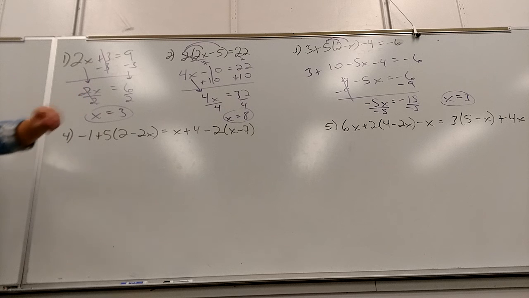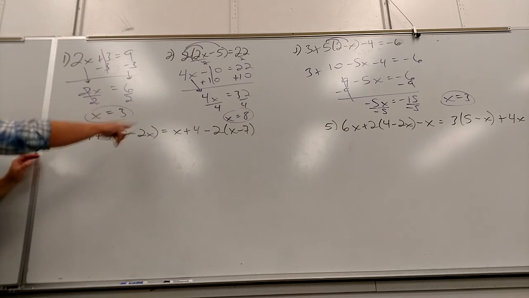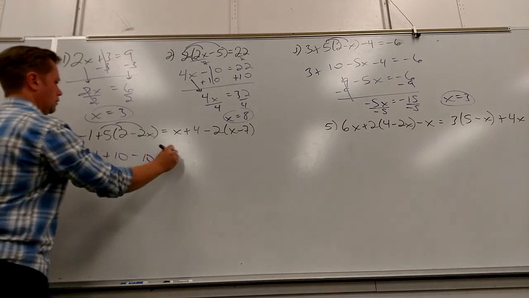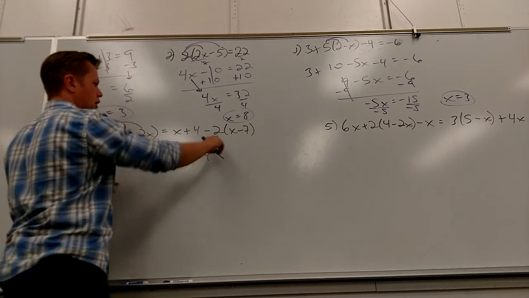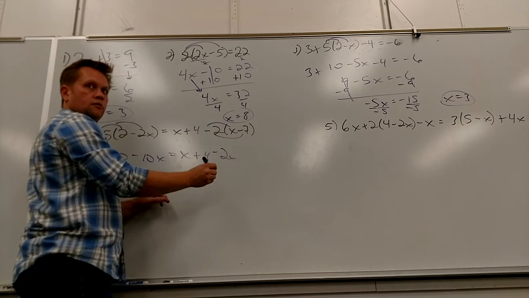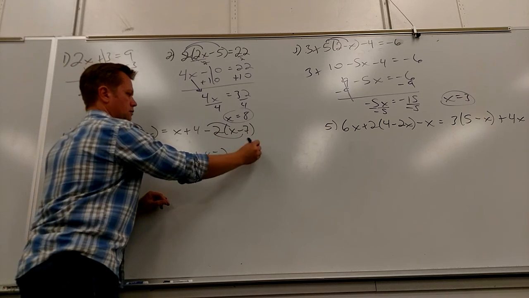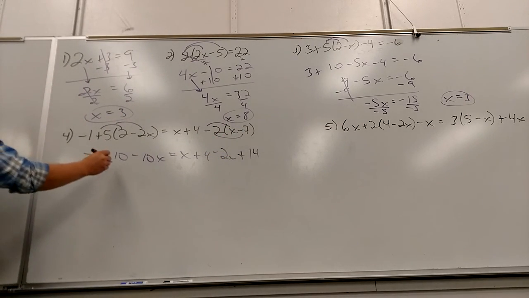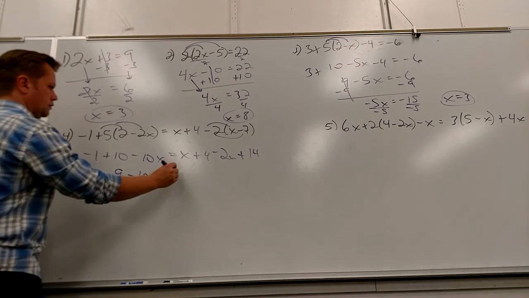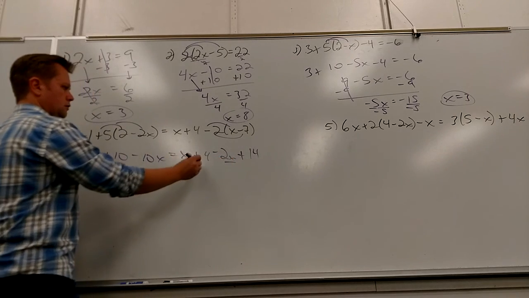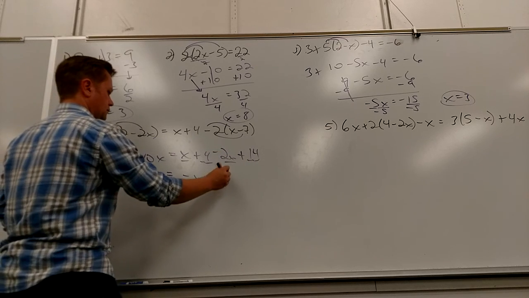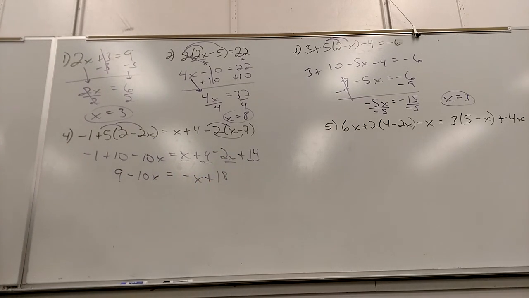All right, we're almost to the freaky one. So again, here your eye should go straight to this distribution. And of course here you've got to be careful when you get -2x plus 14. So then you get 9 minus 10x equals, good, -x plus 18. Cool.